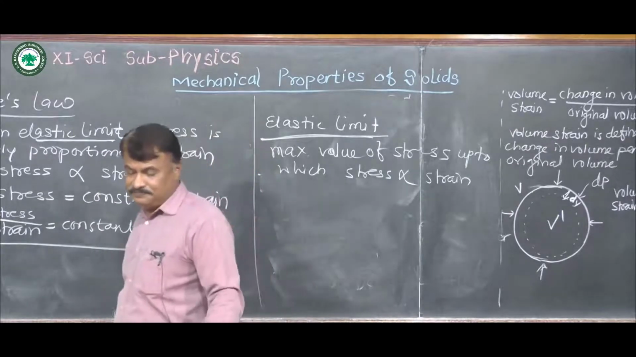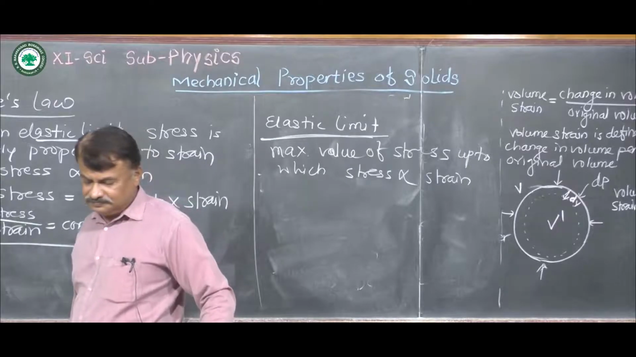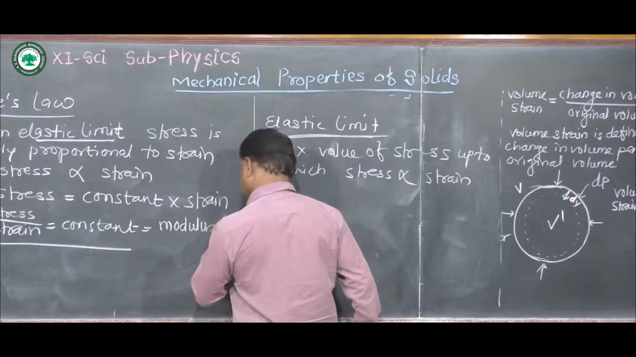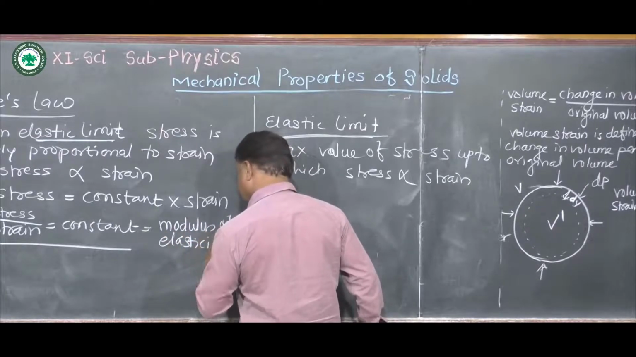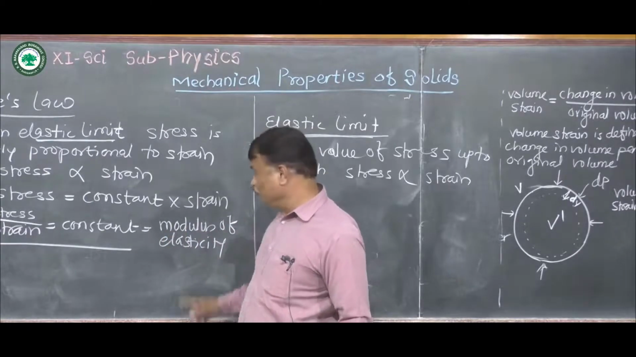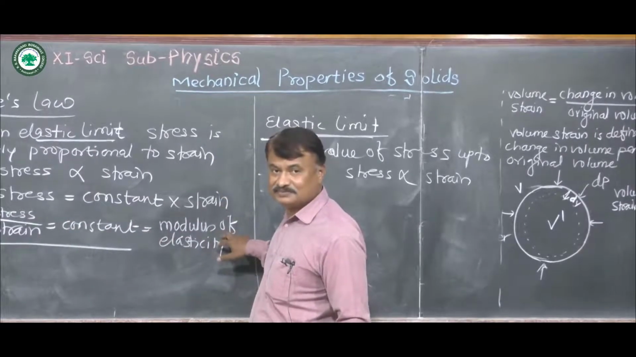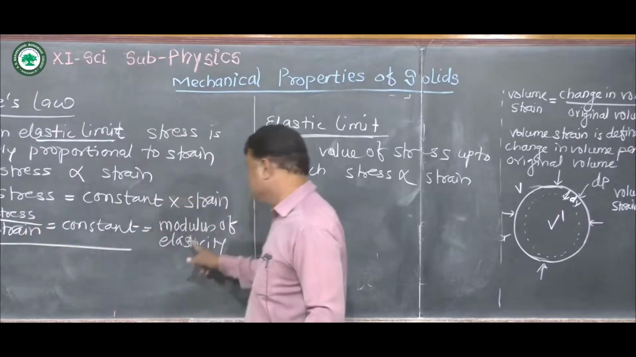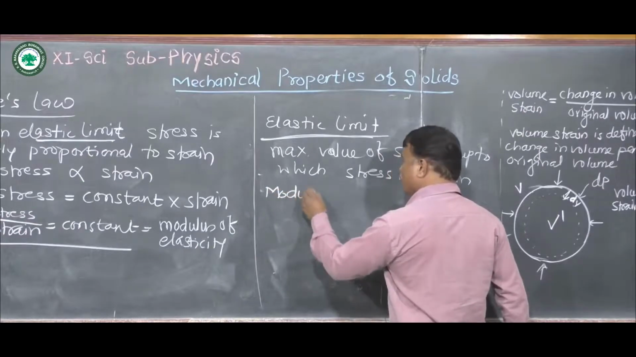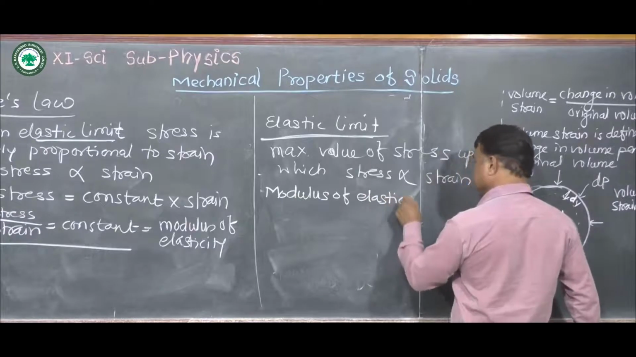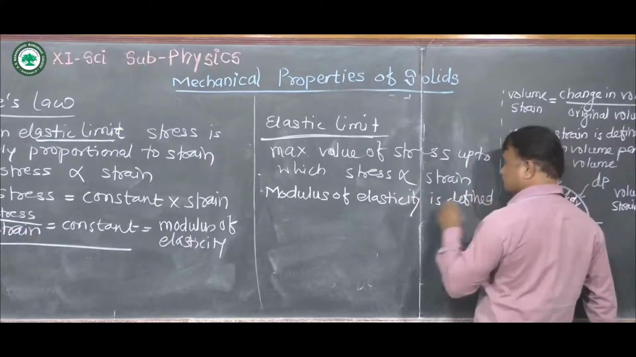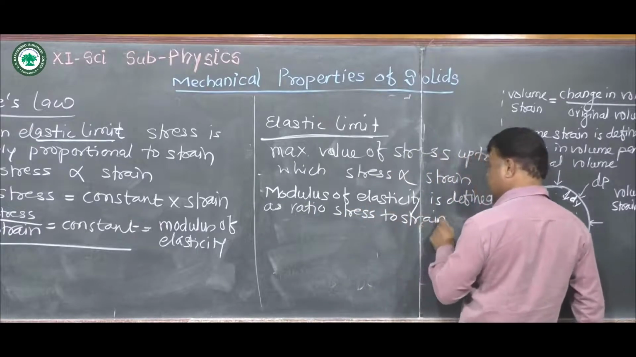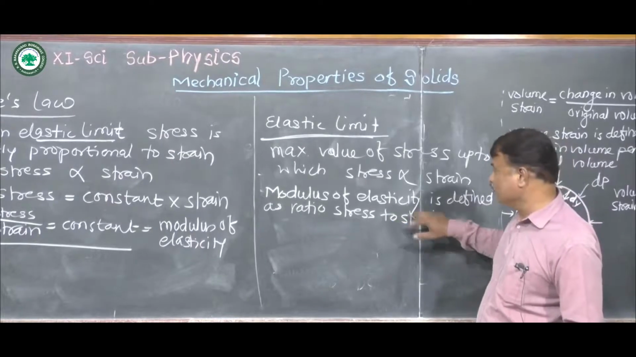Now this constant is called modulus of elasticity. It is also called the elastic constant. With the help of this formula, we can define the modulus of elasticity. Modulus of elasticity is defined as the ratio of stress to strain. Simply, the ratio of stress to strain is called the modulus of elasticity.